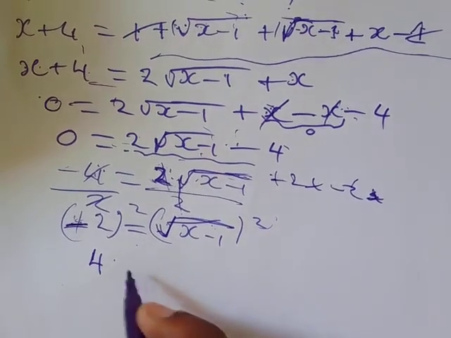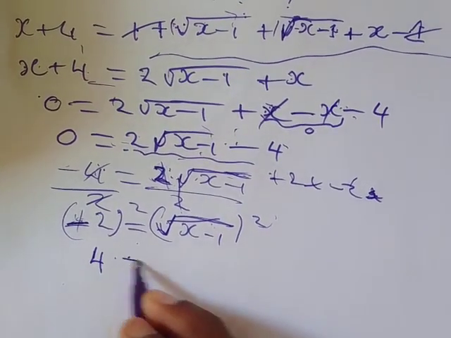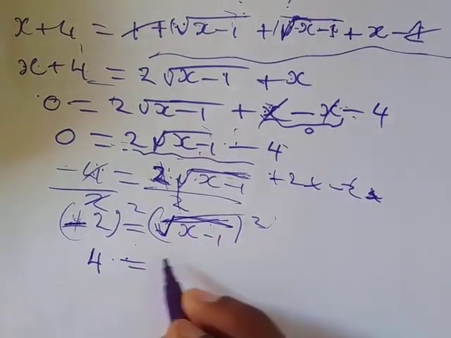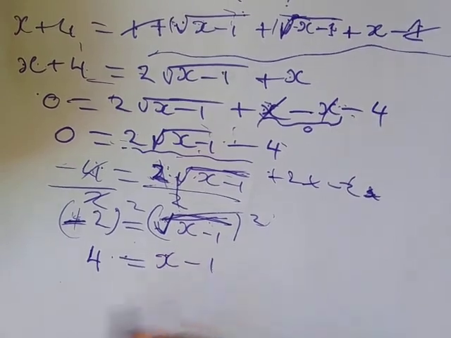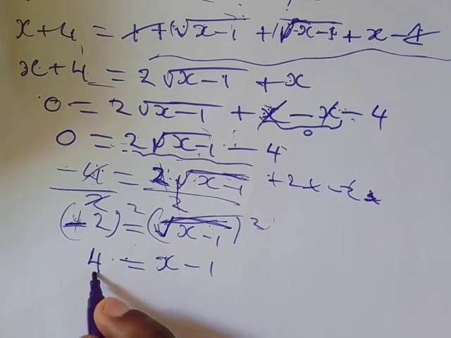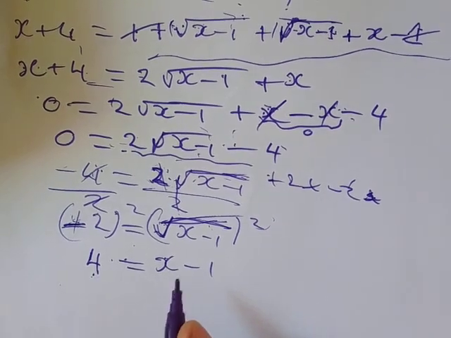So here you're going to have 4, and the square root is going to disappear. You're just going to remain with x minus 1. And now we are free to find the value of x. We can freely find the value of x.